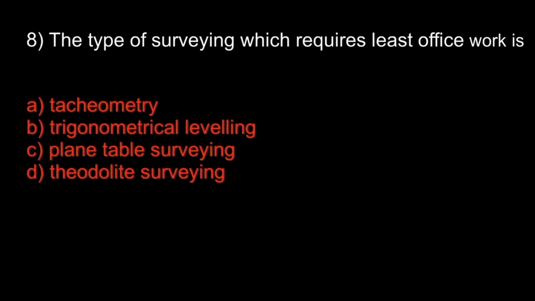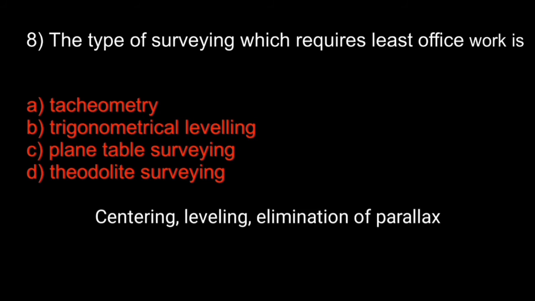Now the adjustment of theodolite. Two types of adjustment are the temporary adjustment and permanent adjustment. The temporary adjustments are made at each setup of the instrument before starting observations with the instrument. There are three temporary adjustments of a theodolite. First one centering, second one leveling, and third one elimination of parallax.